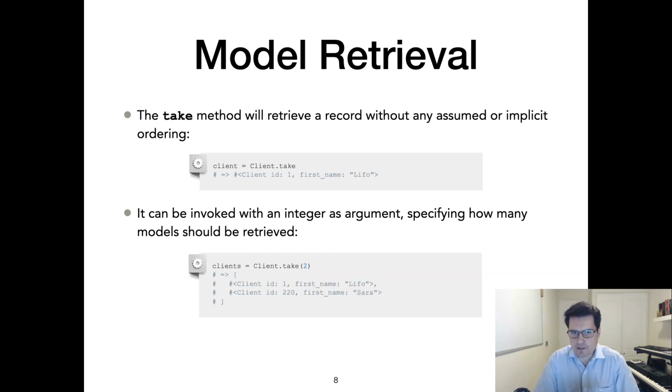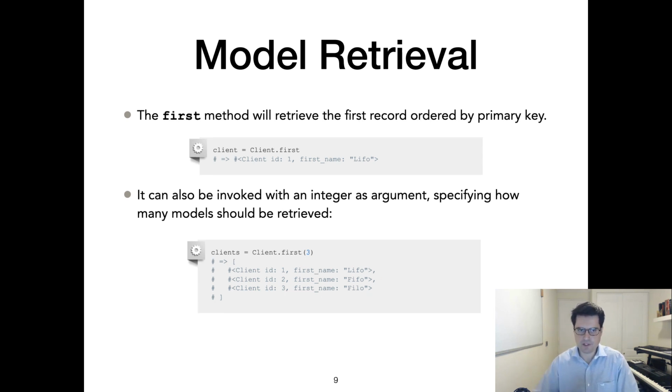There's the take method that will retrieve a record in no particular order. It will just take any record. You can also ask take to give you more than one record. Below you see the example. The first method, you've seen it many times because I've used it extensively in my demonstrations. It works pretty much the same as the methods I already showed you. You can ask for the first client, that will give you the first ID available, the first ID in the table, actually. And if you ask for the first three, it will give you the first three IDs in the table.